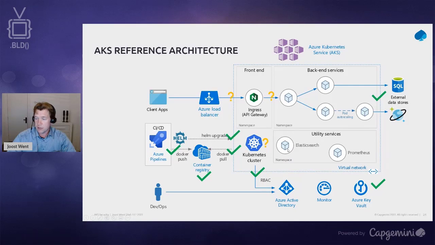front-end pods can directly talk to Elasticsearch, for example. So you can limit the way which namespace can communicate with another namespace. Let's keep that for later.